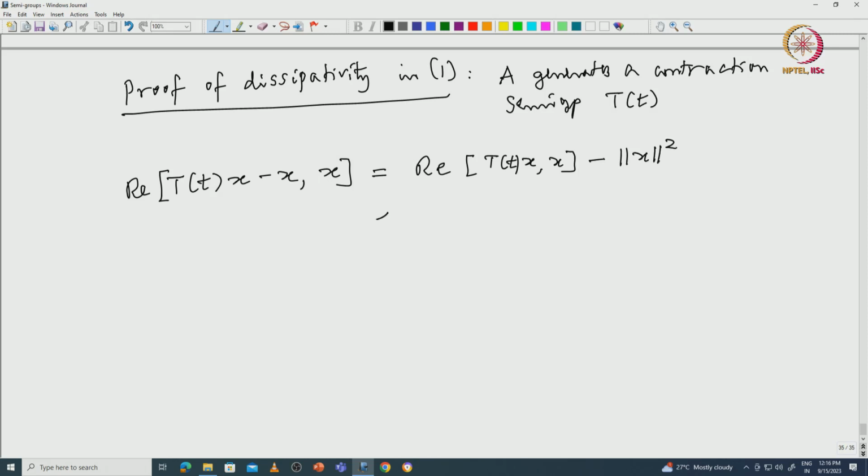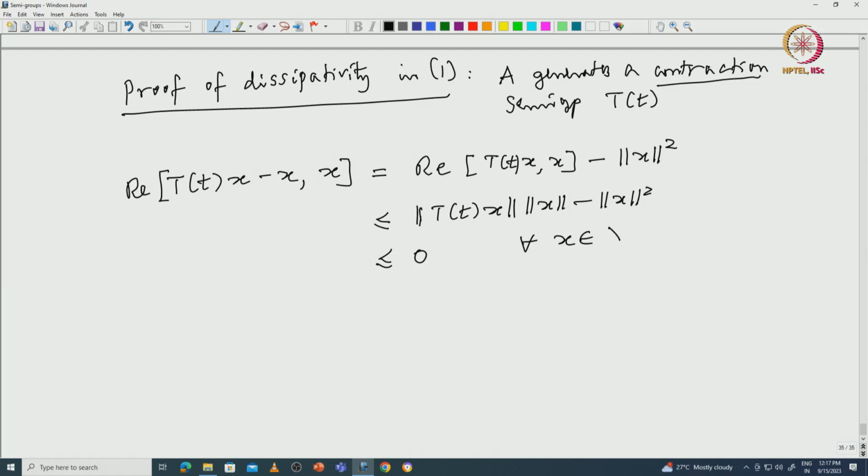This real part is less than or equal to the absolute value of the whole thing. So, you do that: norm T_t x times norm x minus norm x squared. But T_t is a contraction, so all the norms of T_t are less than or equal to 1. So, that is less than or equal to 0. This is true for all x in X.